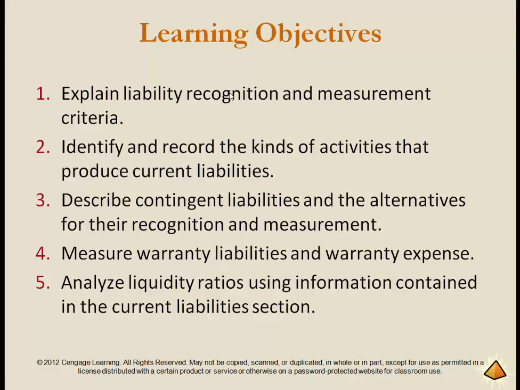Learning objectives from this chapter: we're going to explain liability recognition and the measurement criteria for liability. And we are going to look at how to identify and record different types of current liabilities. Look at something called contingent liabilities, which are liabilities that may or may not occur. We'll look at how to measure warranty liabilities and warranty expense. And we will analyze the liquidity ratios using the current liability section of the balance sheet.